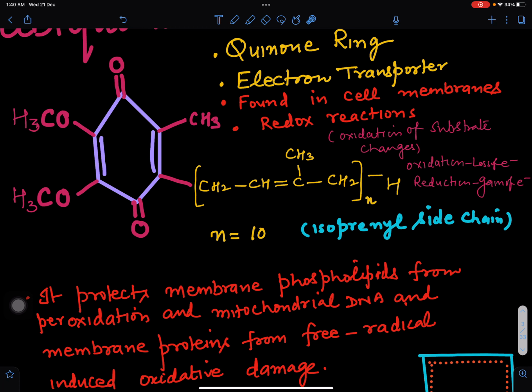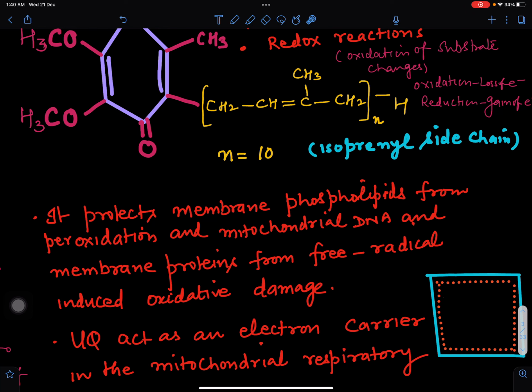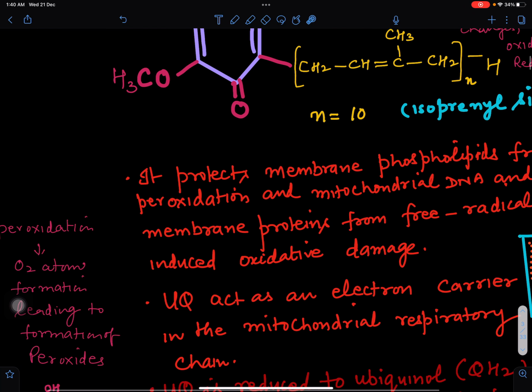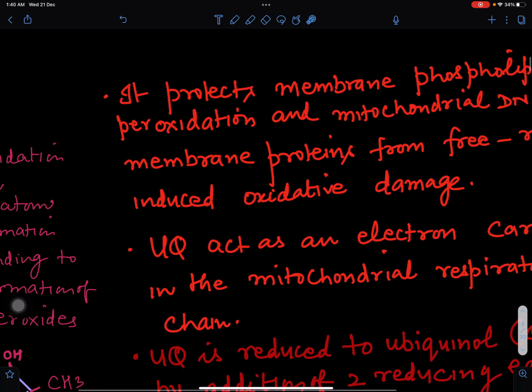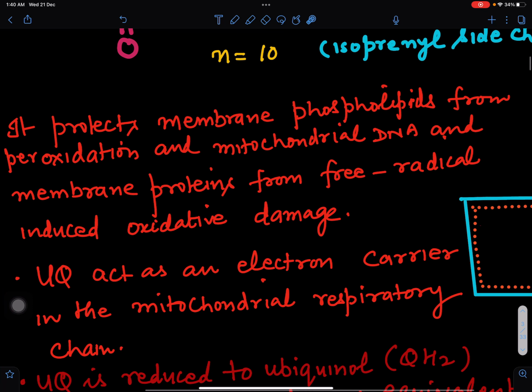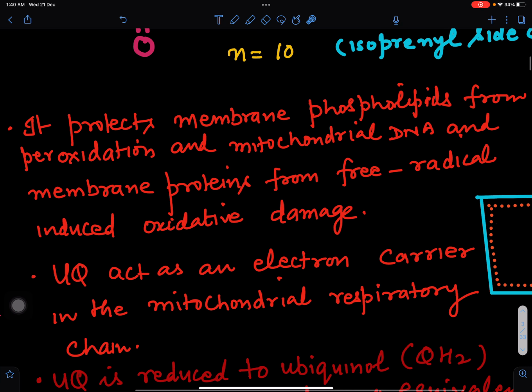So what are its functions? Basically, this protects membrane phospholipids from peroxidation. What is peroxidation? Peroxidation is addition of oxygen atoms leading to formation of peroxides. And the formation of these peroxides may cause oxidation of the membrane and damage the membrane. So this coenzyme Q10 protects membrane phospholipids from peroxidation, and mitochondrial DNA and proteins from free radical damage, which is induced during oxidative processes. So this is called oxidative damage.